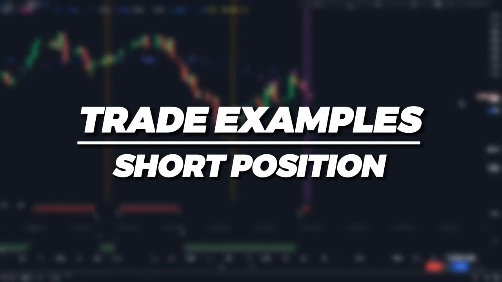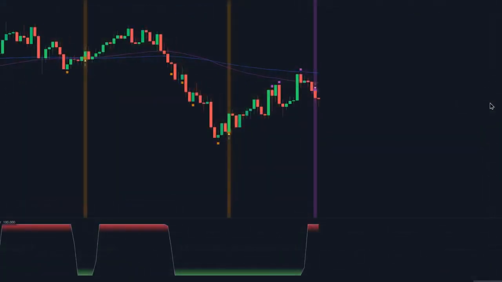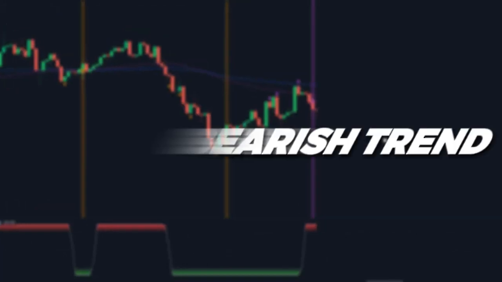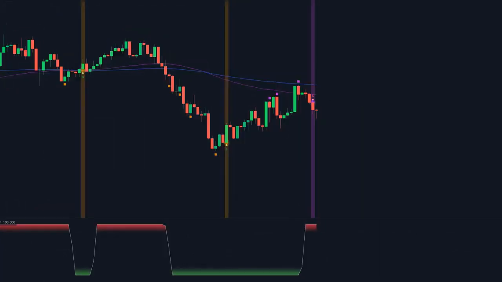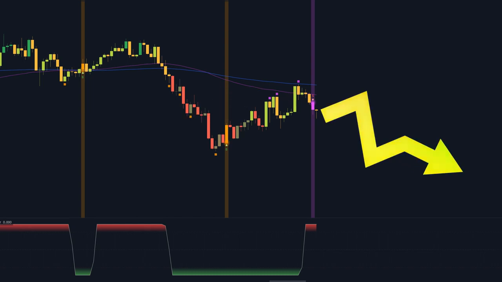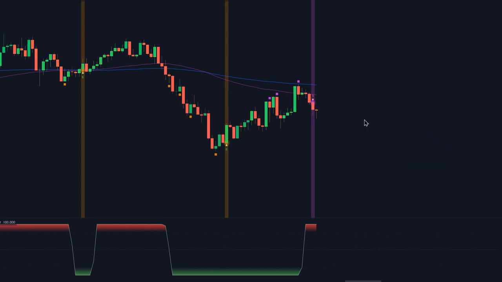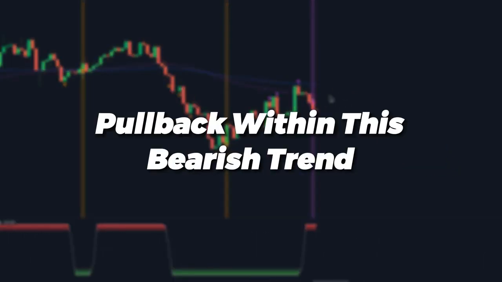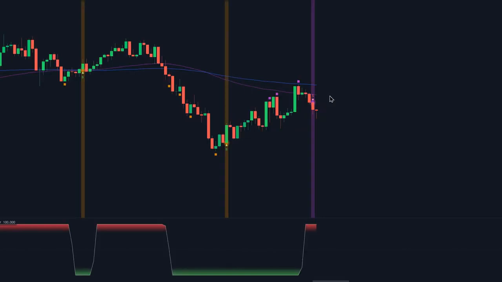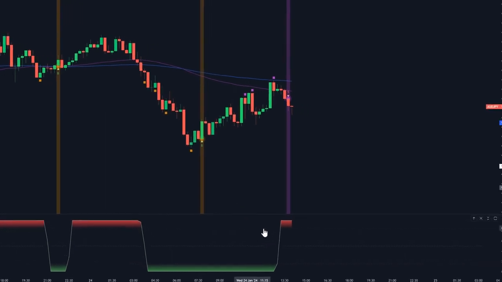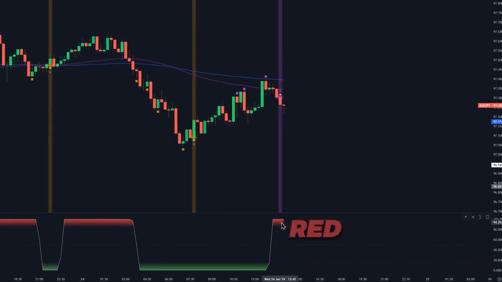For a short position, we're gonna do the opposite. So the first condition is to identify that the market is in a bearish trend. For that, we're gonna use the ultimate buy and sell indicator. We need this blue moving average to be above the purple moving average to indicate that the market is bearish. The second condition is to identify a pullback within this bearish trend. For that, we're going to be using the hybrid EMA indicator. We need this oscillator to go over the 85 level and change its color to red to indicate that the market is in a pullback.